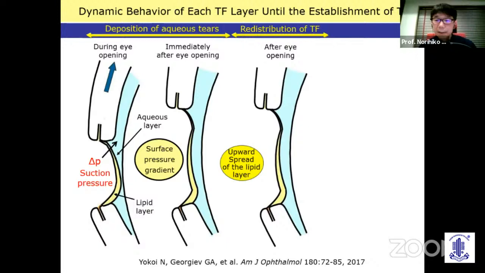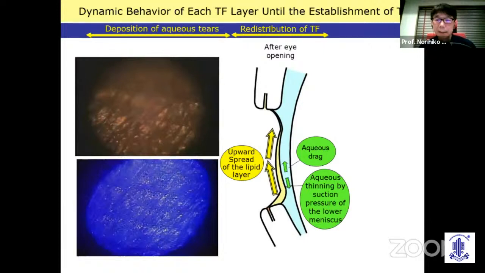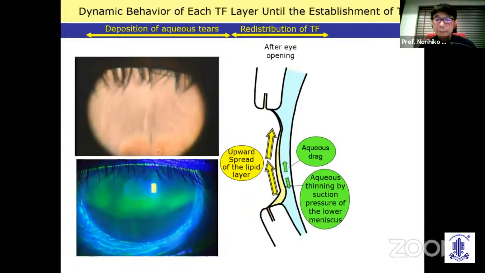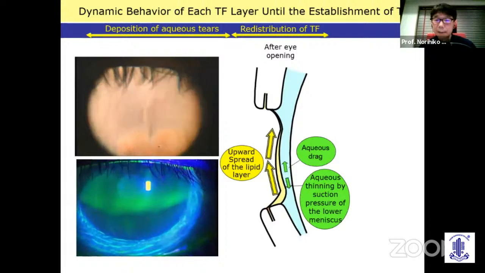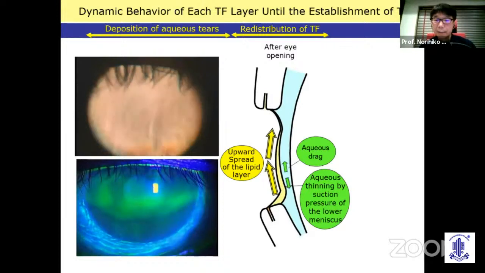which simultaneously drags aqueous tears up. However, simultaneously with the aqueous drag, there is an aqueous thinning by the capillary suction pressure of the lower tear meniscus. In those movies obtained from the same eye, tear film lipid layer behavior, together with fluorescein-stained aqueous movement, can be seen. After the cessation of the upward split of the tear film lipid layer or upward movement of the aqueous tear film, the precorneal tear film is established.